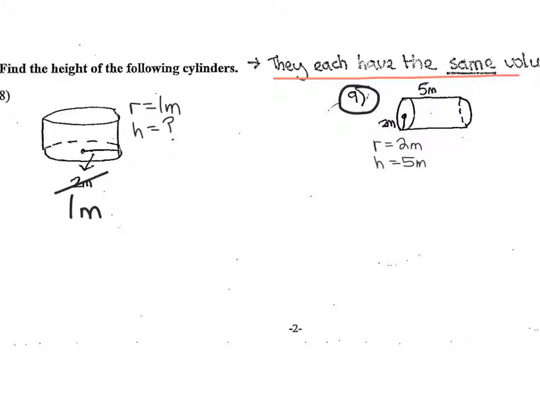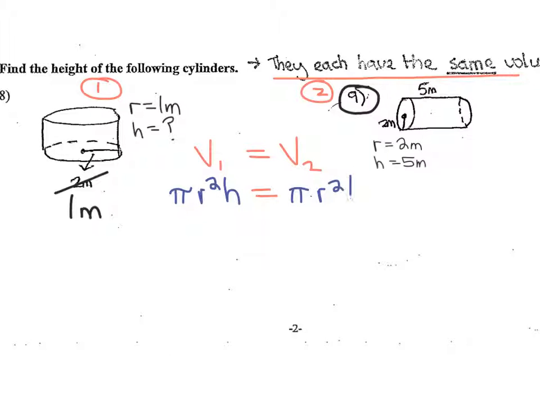Okay, so we know that the volume of cylinder 1, we'll call this cylinder 1, equals the volume of cylinder 2. We'll call this one cylinder 2. We also know the formula for volume for cylinders, no matter what. So let's go ahead and use that so that we can solve for something like height. So we know the volume for cylinder 1 is pi r squared times the height. And the volume for cylinder 2 is going to have the same formula. So pi r squared times the height.